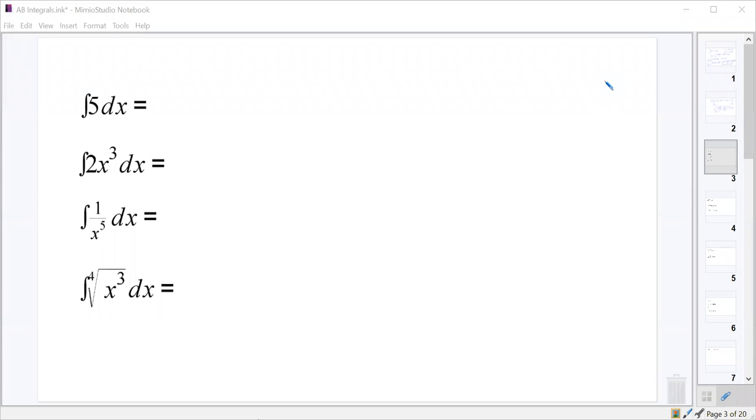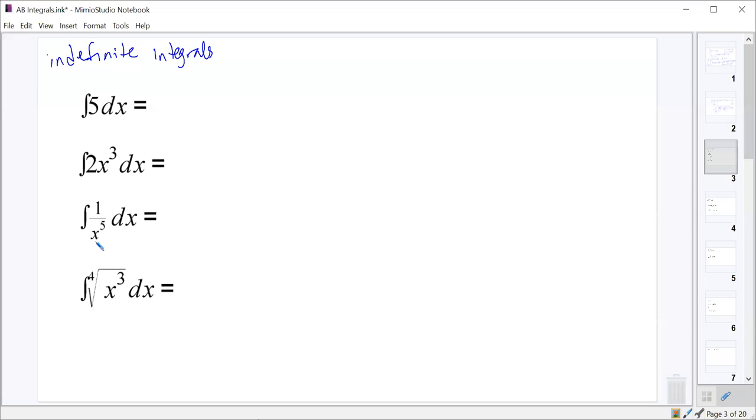So we're going to start working today with these indefinite integrals. What makes these indefinite integrals, I think we talked about this the other day, is that they don't have a lower limit or an upper limit. So there's no limits on these integrals, which means that when we integrate this function 5 dx or 2x cubed dx or 1 over x to the 5th dx or whatever it happens to be, we're going to end up getting a function.